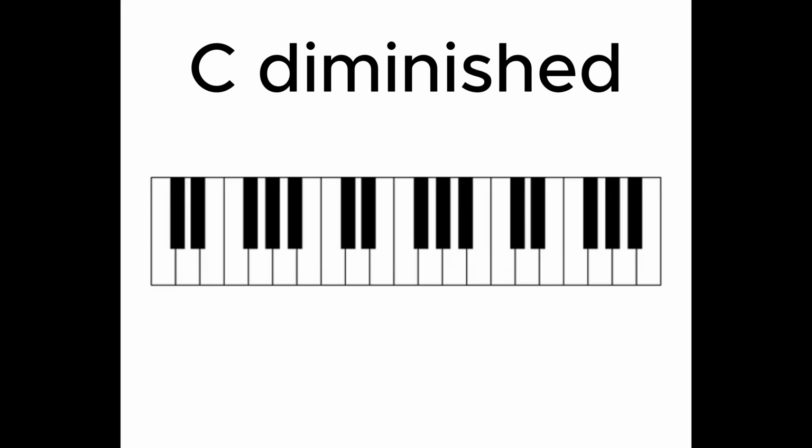Next up is our diminished chord, which is really simple. It's just 3 half steps from the root to the third and 3 half steps again from the third to the fifth. So starting on C again, we count 3 half steps, 1, 2, 3, which puts us on E flat, and 1, 2, 3 again, which puts us on G flat. So a C diminished chord consists of C, E flat, and G flat.